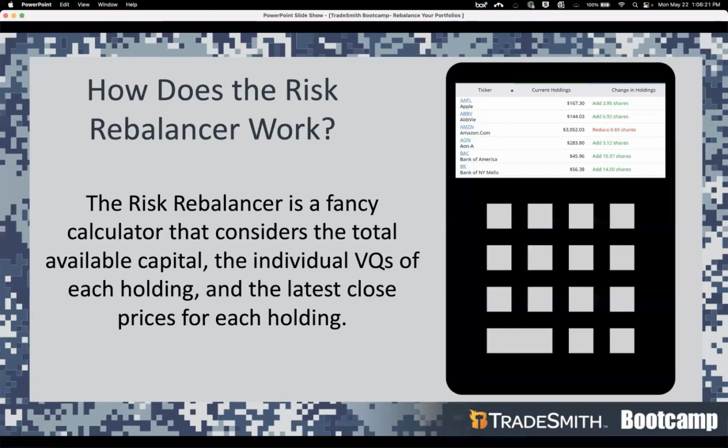Okay, so how does the Risk Rebalancer work? Just like it says, the Risk Rebalancer is kind of like a fancy calculator that considers a total available capital, the individual VQs of each holding, and the latest close prices for each holding. In your script, I did put in more detailed explanation, so please feel free to check that out. So I'm going to go ahead and get rid of this PowerPoint, and we're actually going to head to the website and take a look at the tool. One moment.